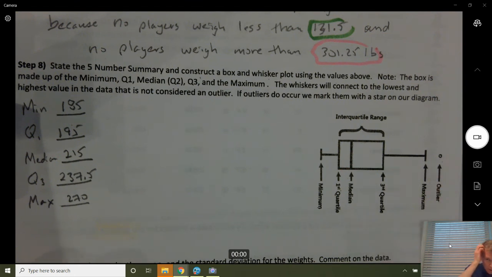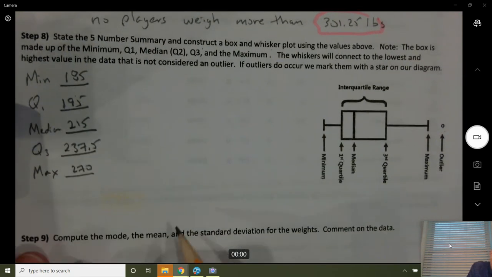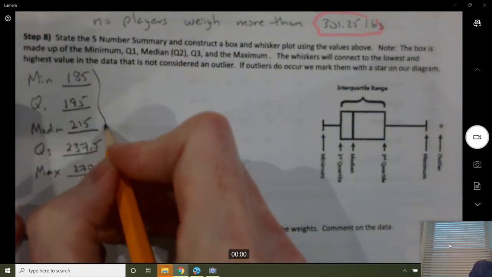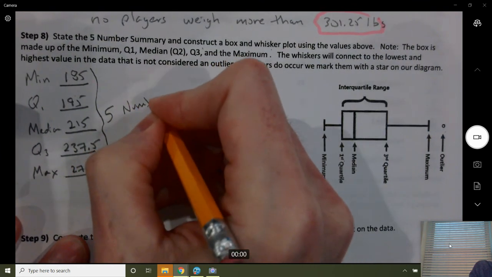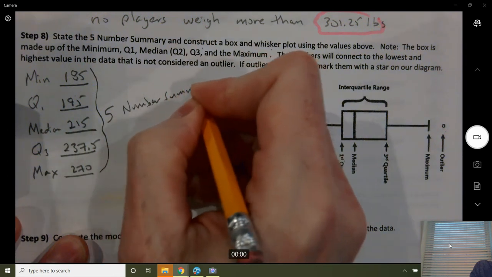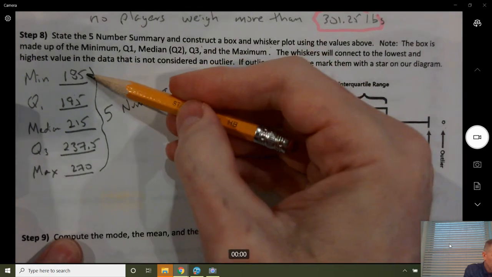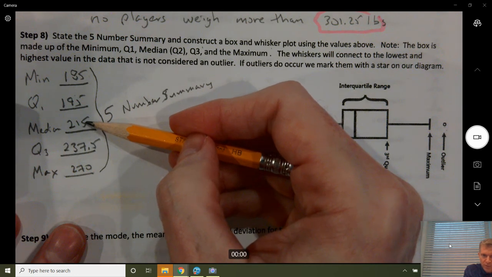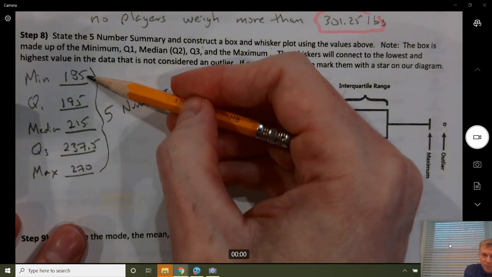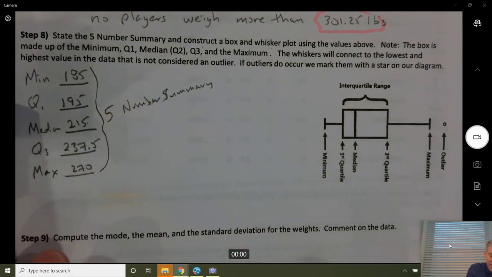So let's draw this. These 5 numbers are the 5-number summary. It's a way to summarize your data in 5 numbers. Somebody could just look at these 5 numbers and say, okay, 50% of the players weigh more than 215, 50% weigh less. The lightest player is 185. The heaviest player is 270, and so on. And then you can do even better than that. You can create a box plot.